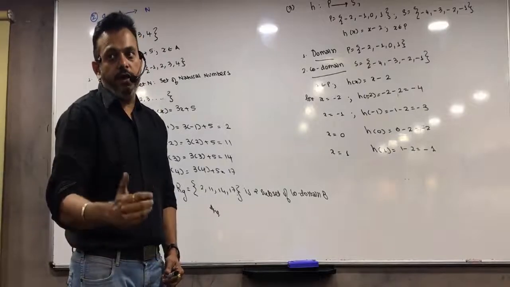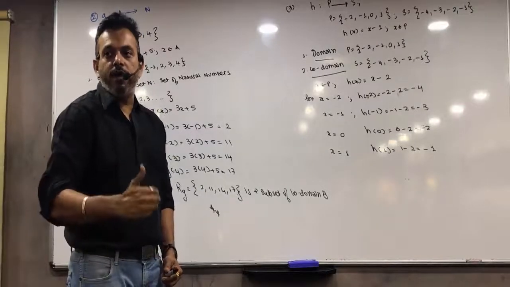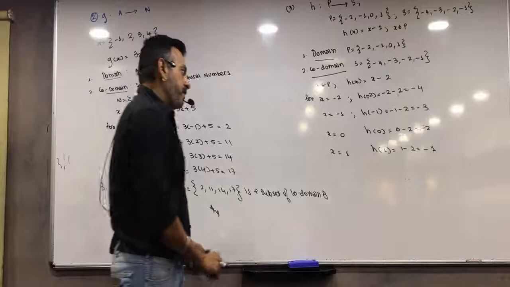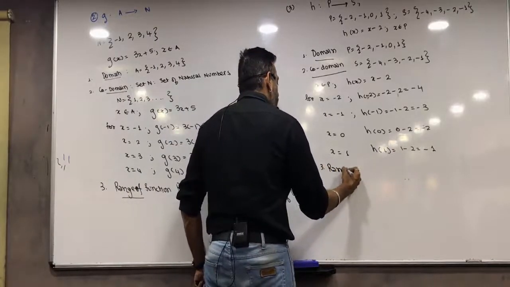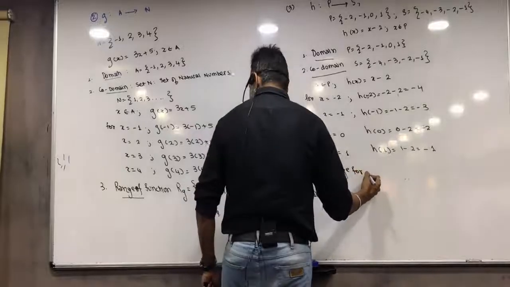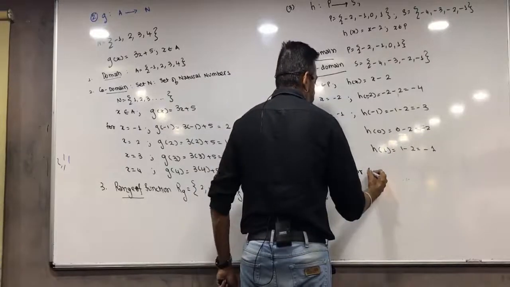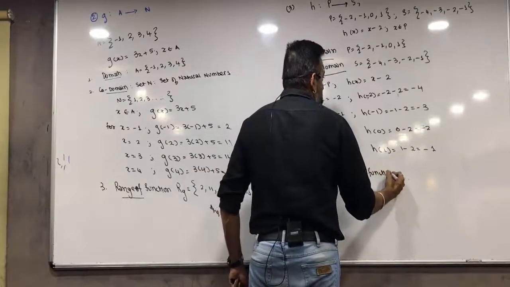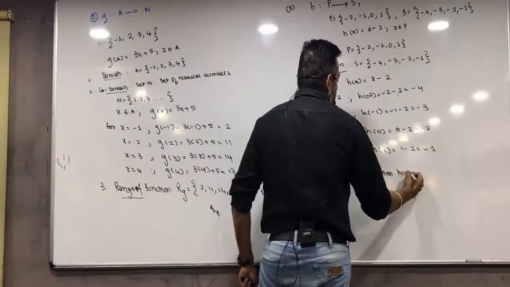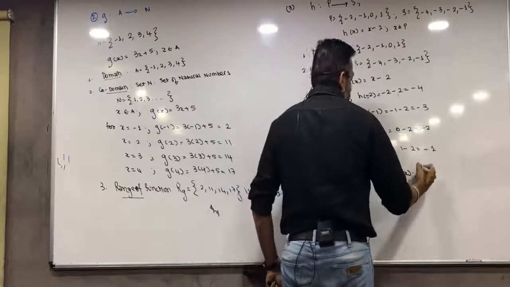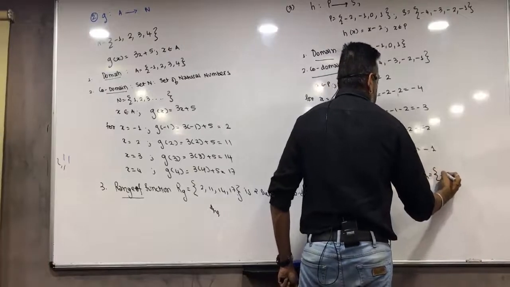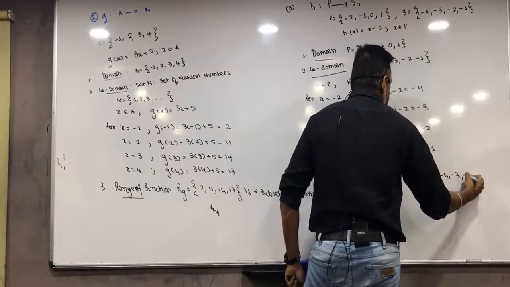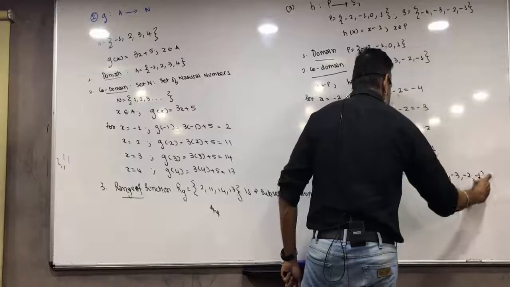Can I say the range and the codomain are the same? So the range for the function h(x) is {-4, -3, -2, -1}.